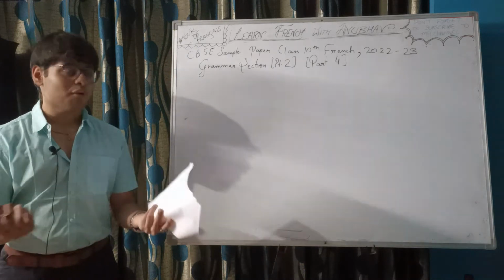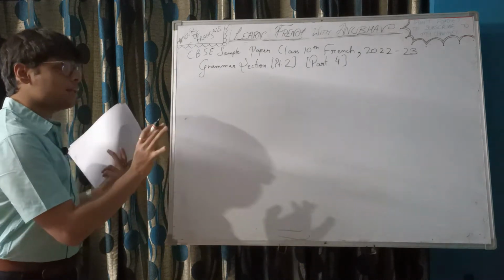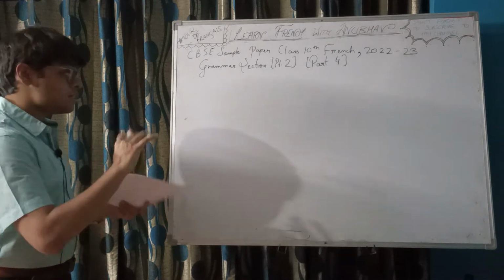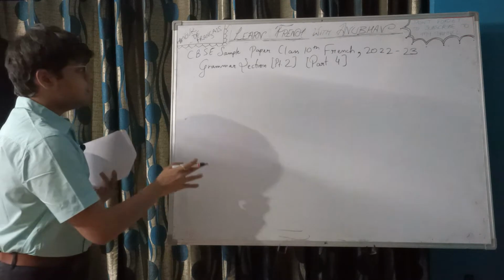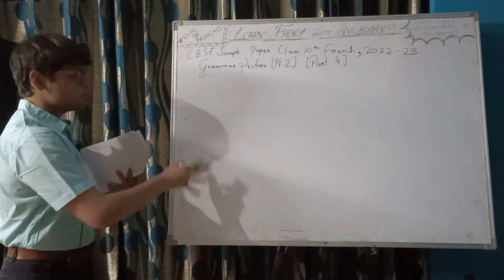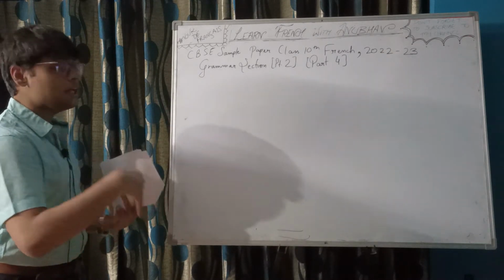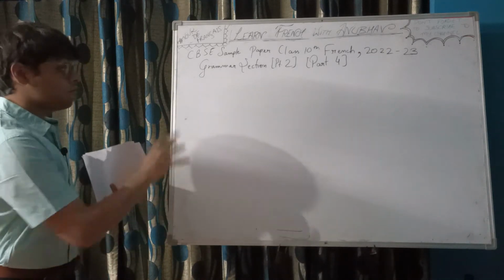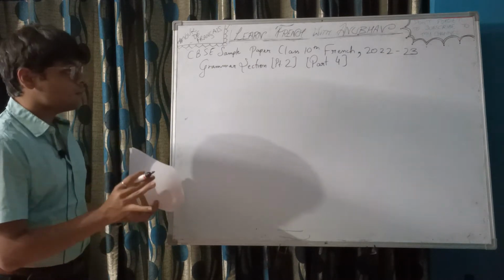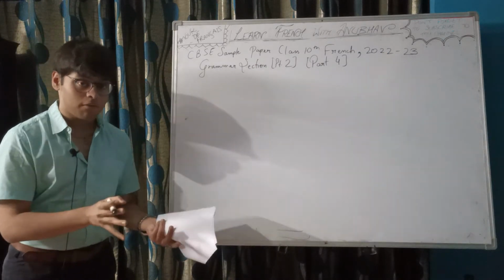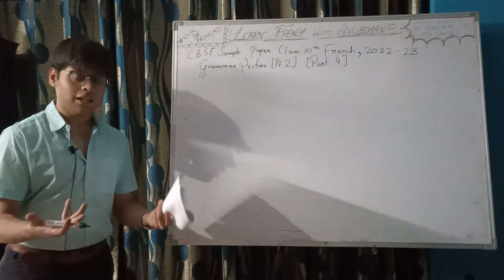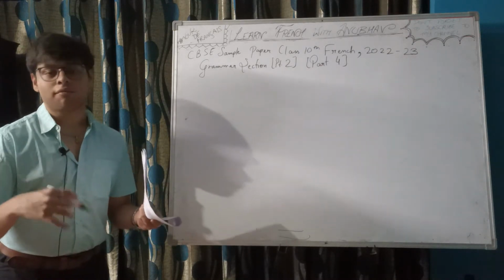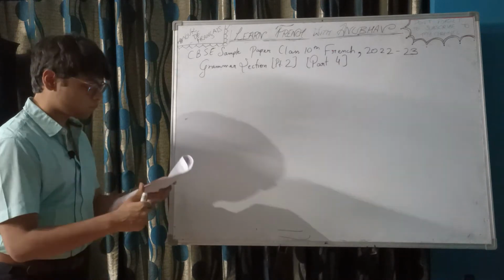In today's class, we are going to continue with CBSE Sample Paper Class 10th French 2022-23. In the previous sample paper video, we covered the first half of the grammar section. So today, we are going to cover the next half, and hence this is part 4 of the sample paper. All my other videos based on this sample paper are present in the playlist titled Class 10 French 2022-23. The link to the playlist is provided in the description box below.